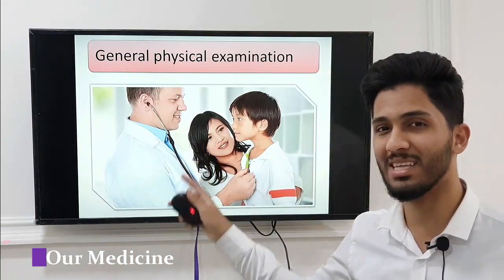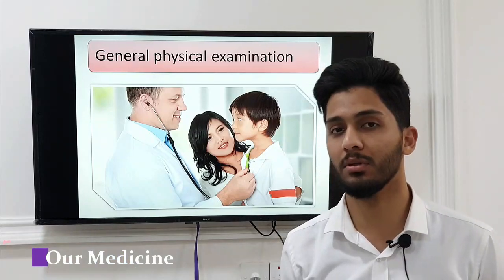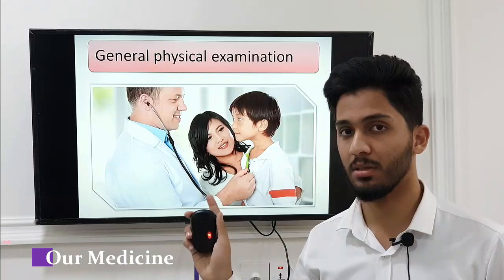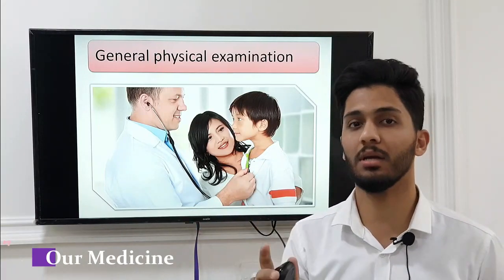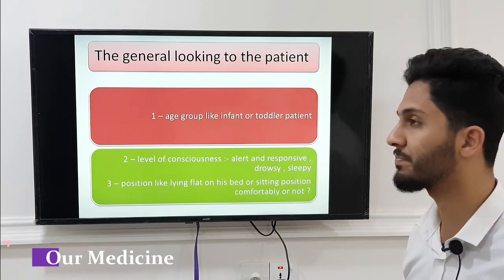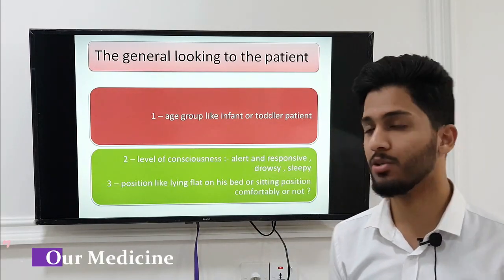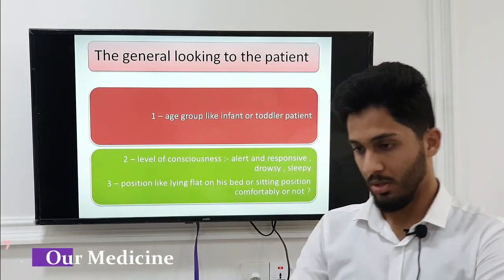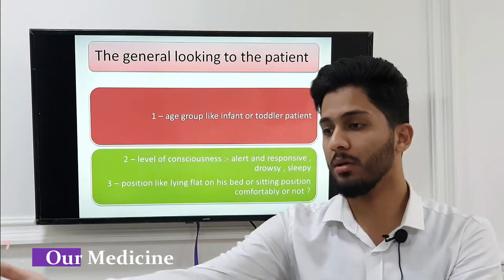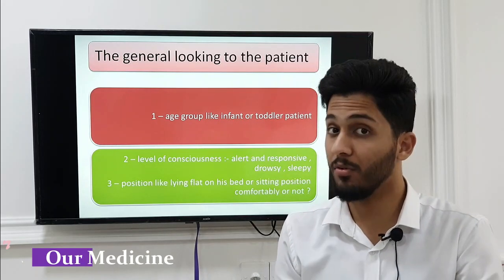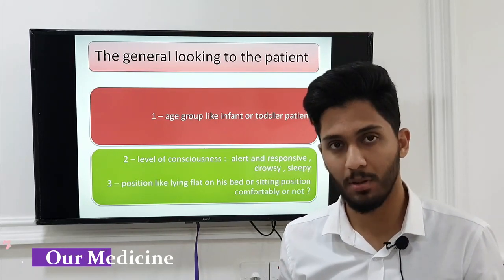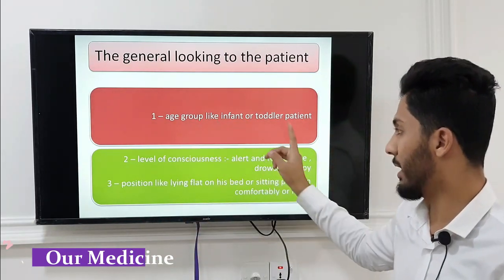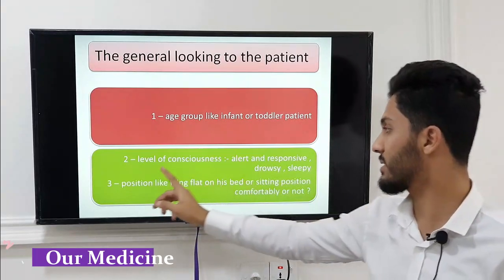So the general physical exam is not easy like in anyone. It should be carefully done, and especially in the pediatrics. Signs of dehydration are very important. The signs of malnutrition are very important. In the general physical examination, firstly, the general looking to the patient. The patient, for example, lying comfortable on his bed. Comfortable or not? So it's very important. Lying or sitting. So the age group of the patient, the level of consciousness and the position.